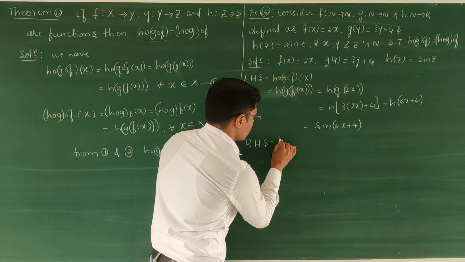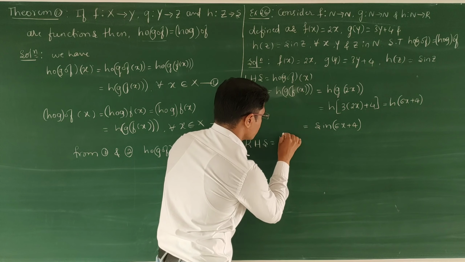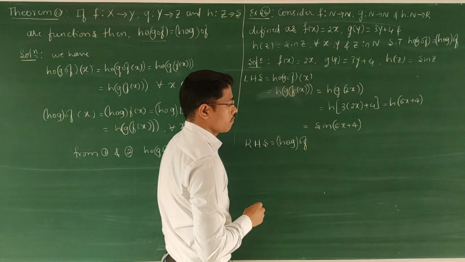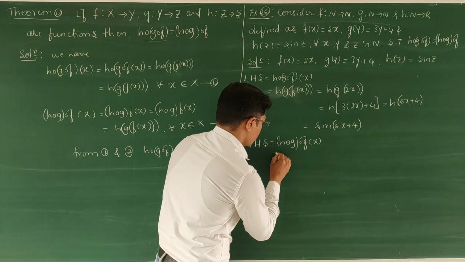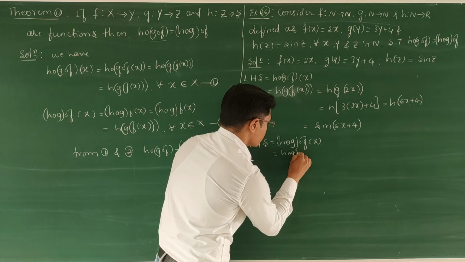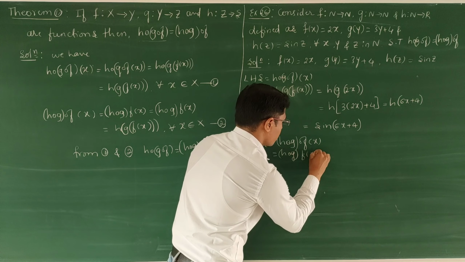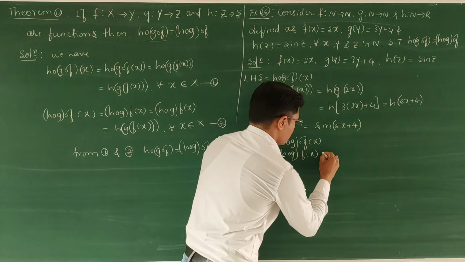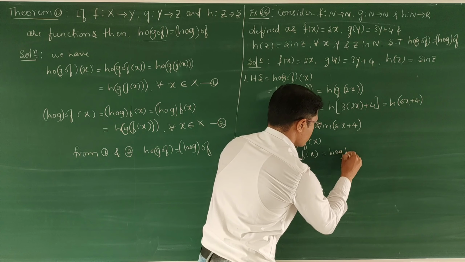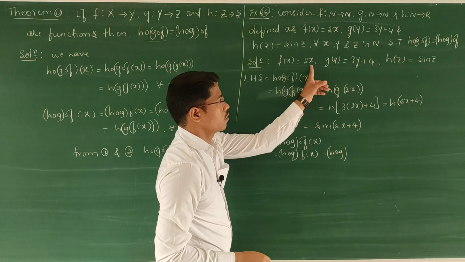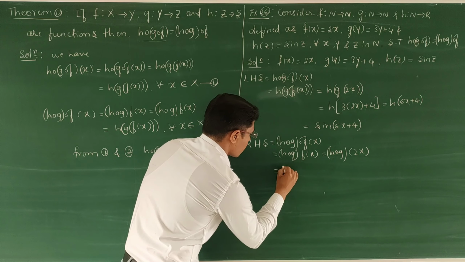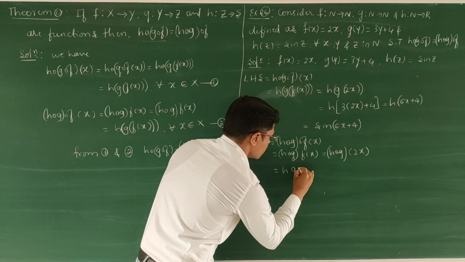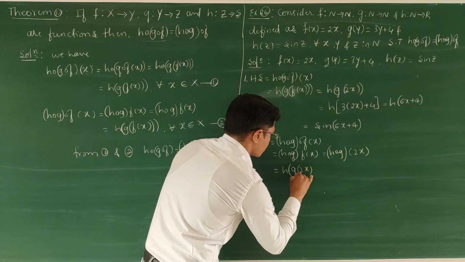That is h composition g composition f of x. Okay, so this is equal to h composition g of f of x, right. Now h composition g of f of x, that is 2x. This is equal to h of g of 2x.